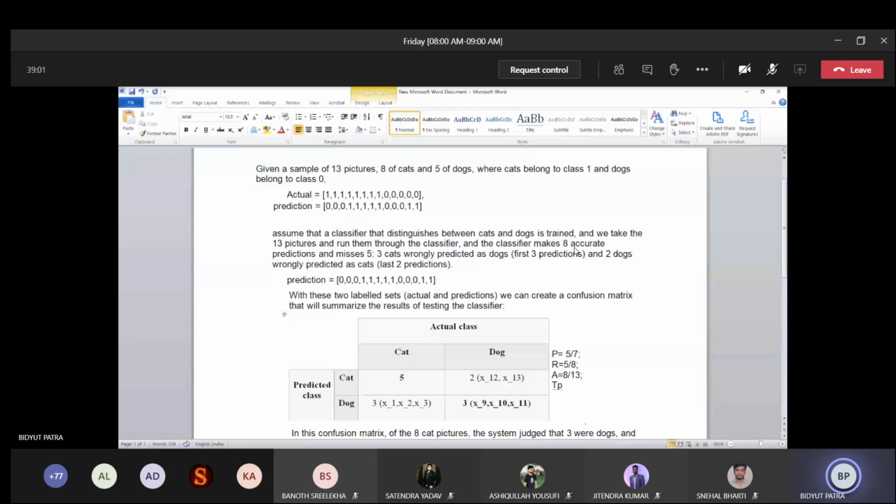TP rate is 5 upon 5 by 8. So it is 5 by 8, which is the recall. Okay, 5 by 8.